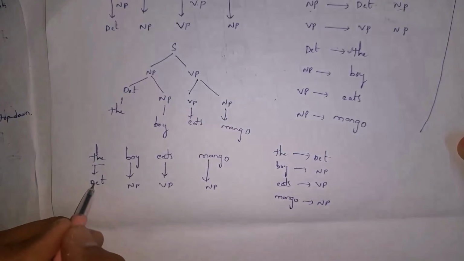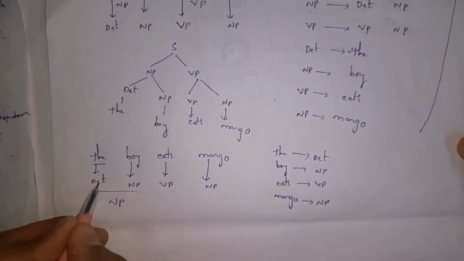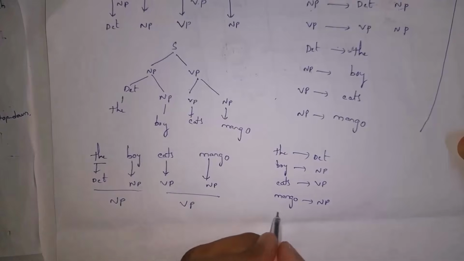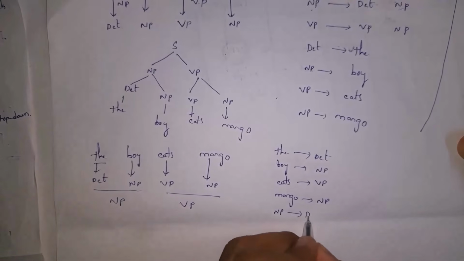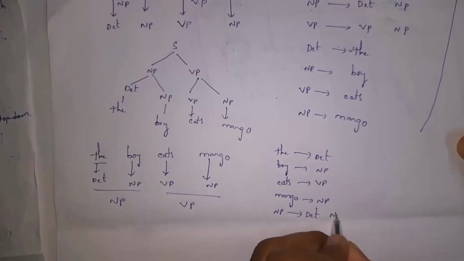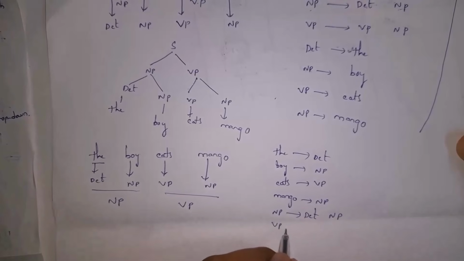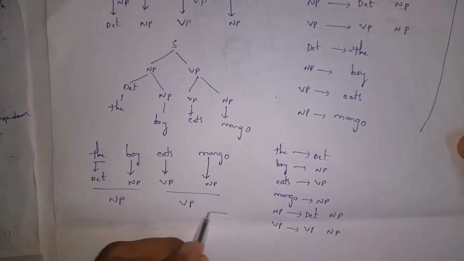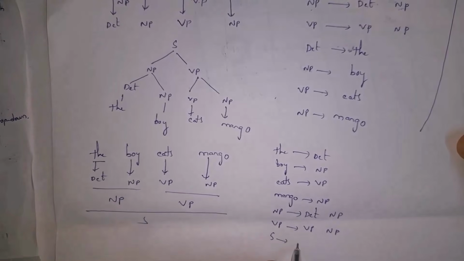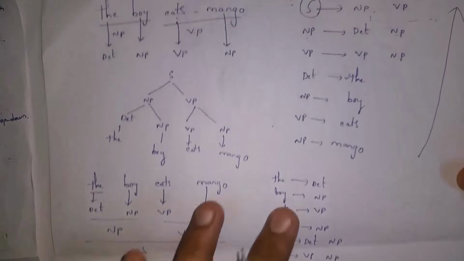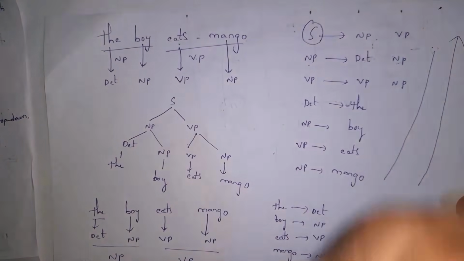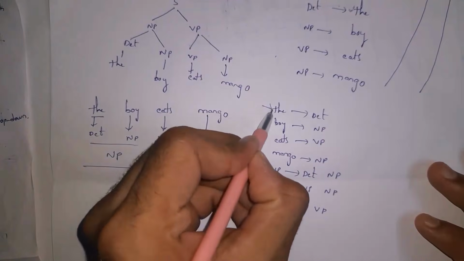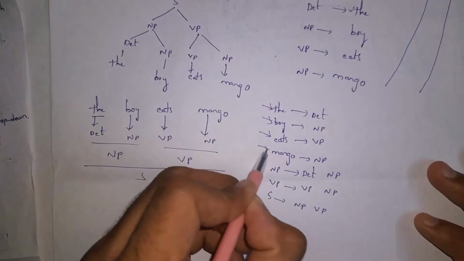And we consider this the boy as noun phrase, det plus noun is noun phrase, and eats mango as verb phrase. So noun phrase contains det, that is the, and noun, that is boy. And similarly verb phrase contains verb and noun phrase. We consider both this noun phrase and verb phrase as sentence. So sentence contains noun phrase and verb phrase. So same example, if you write this in reverse order, then we consider it as bottom-up parsing. So in bottom-up parsing, we start from all words and we will expand until we reach sentence.